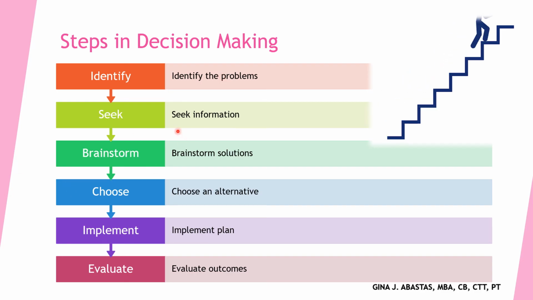Next, you have to seek information. What is the potential cause of the problem? Managers must seek out information to clarify options once the problem has been identified. And then you have to brainstorm solutions. So you have to list out potential solutions.